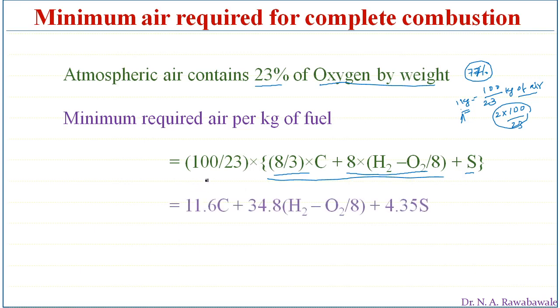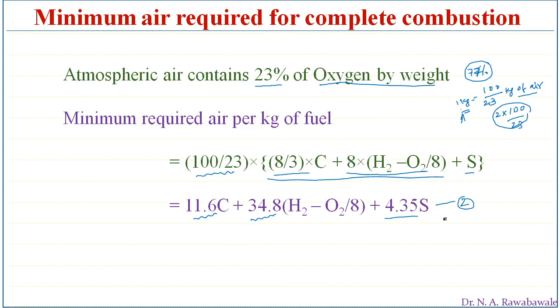This equation, multiplied by 100 by 23, gives us the minimum quantity of air required. After simplification we get 11.6 C plus 34.8 times (H2 minus O2 divided by 8) plus S into 100 divided by 23, that gives 4.35 S. This is equation number 2. Equation number 2 gives the minimum amount of air required for complete combustion of 1 kg of fuel.